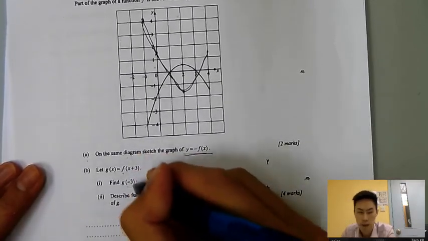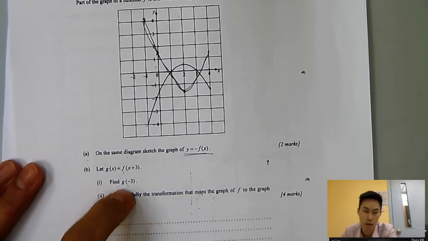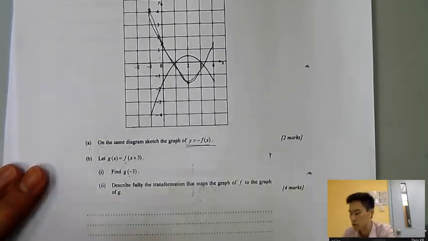And then question B, g(x) is equal to f(x) plus 3. So find g(-3). Many students did this wrong, so I'll give you 15 seconds to try this.